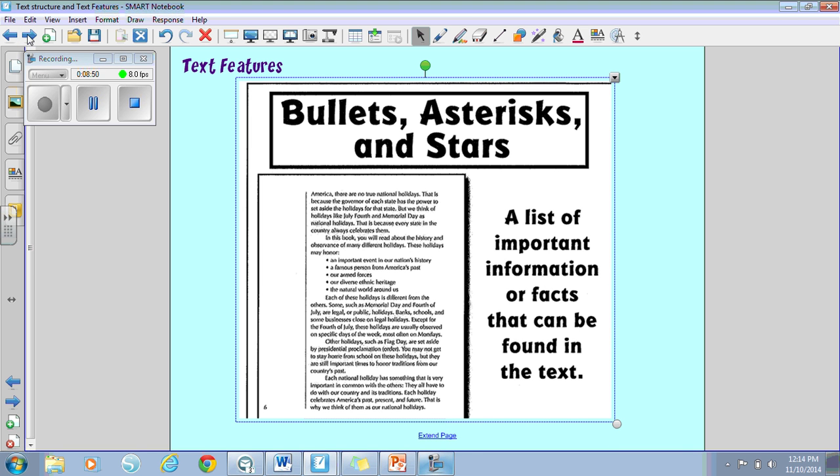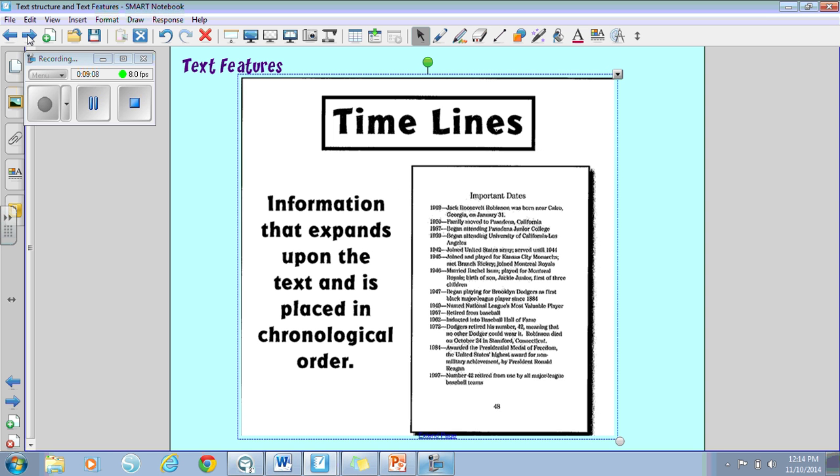Next, we have bullets, asterisks, and stars. That helps us list important information that can be found quickly by just scanning over the text. If an author is bulleting, asterisking, or starring the information, it is important to read it. Next, an author may use timelines, information that expands upon the text and is placed in chronological order. Timelines are very important in cause and effect to show how things have fallen into place.